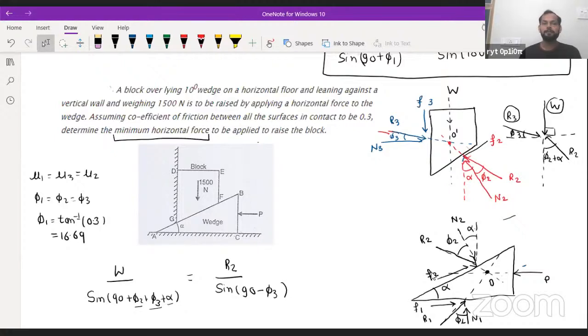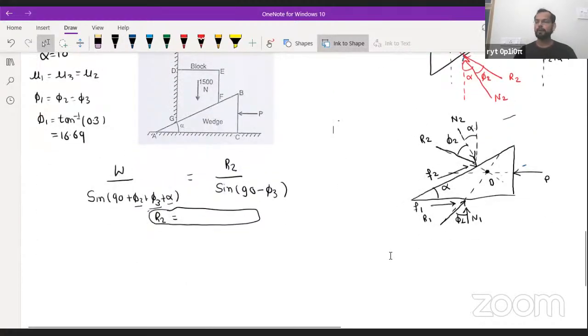Alpha is given. How much is alpha given? Alpha is given as 10 degrees, so just put alpha equal to 10. W is given as 500 Newton. So from here you can easily calculate the value of R2. Can anybody tell me what the value of R2 is? Anyone? How much value are you getting for R2? Please tell me what value of R2 you are getting.